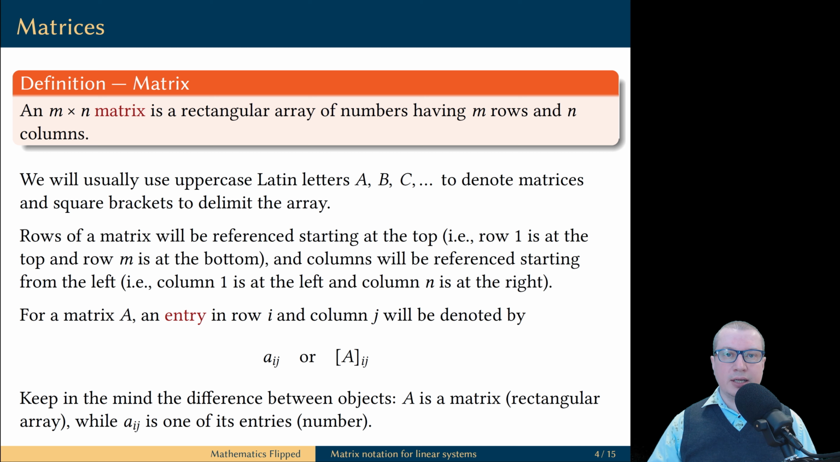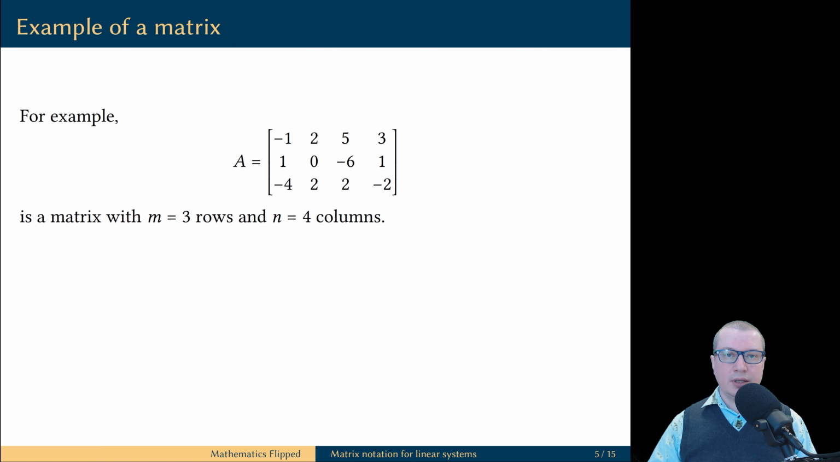Please keep in mind the conceptual difference between the objects you're working with. A is a matrix, which means it's a rectangular array, and a_ij is one of its entries, which means it is just one number. Here is an example of a 3x4 matrix. Let's try to locate some of its entries.